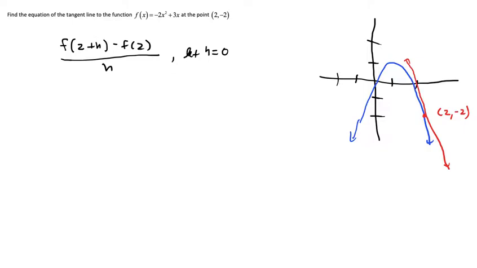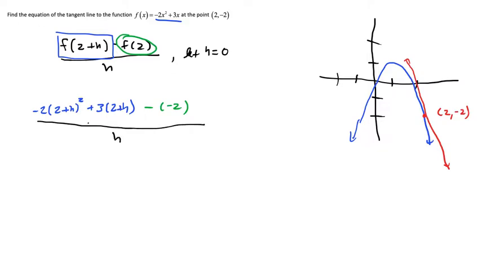Okay, so now we just go ahead with the algebra. We should be able to plug these in, of course, using this function. So what is f of 2 plus h? We're going to get negative 2 times 2 plus h squared, plus 3 times 2 plus h. That's this part. We just plugged the 2 plus h in here and in here. What about f of 2? Well, we actually know what that is. The point is 2 comma negative 2, so we're just going to subtract negative 2 from this. And then we're going to divide everything by h.